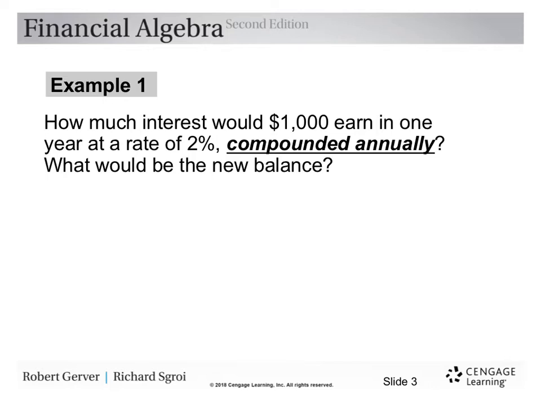So let's look at an example here. How much interest would $1,000 earn in 1 year at a rate of 2%, compounded annually, and what would be the new balance?